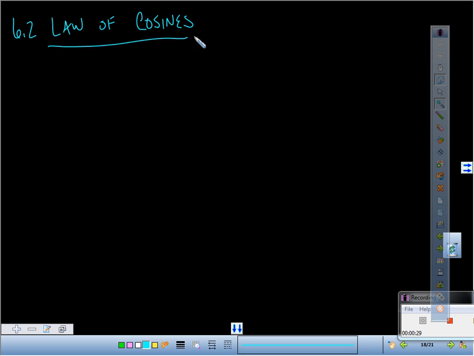Y'all, I'm only going to use law of cosines when they make me. Okay? It's a lot more difficult. It's not hard or anything, but it is a lot more difficult than law of sines. So what I'll usually do is use law of cosines when I have to, use it to make me a pair, and then I'm going to use law of sines the rest of the time.